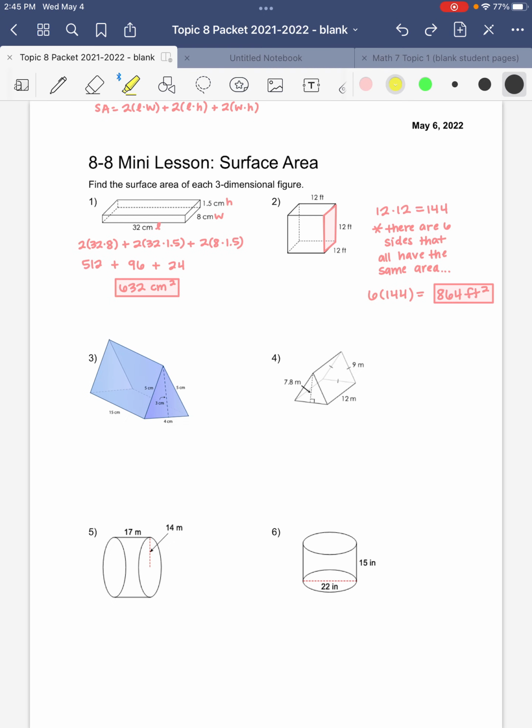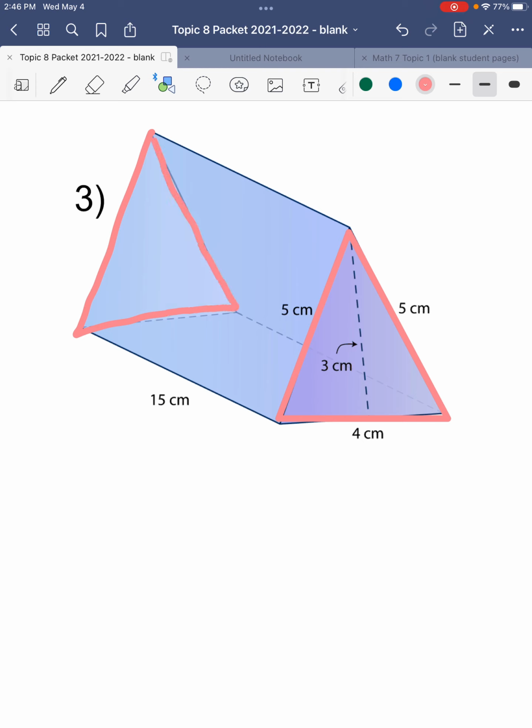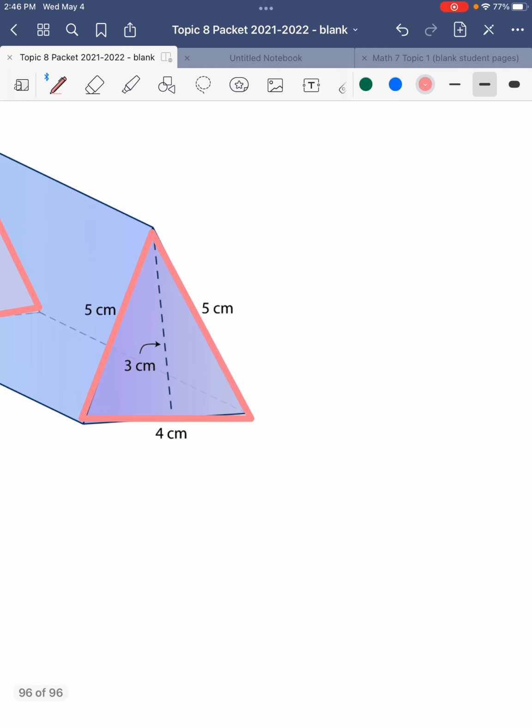Okay, now let's move on to our triangular prisms. So I don't really have a formula for these. So I'm just going to focus on each face. So I notice in number 3 that I've got a triangle in the front and back, right? So I've got this triangle here in the front, and I've got an equivalent triangle in the back. Those two triangles are the exact same, right? So I'm going to label this as front and back, and that tells me I'm working on my triangle.